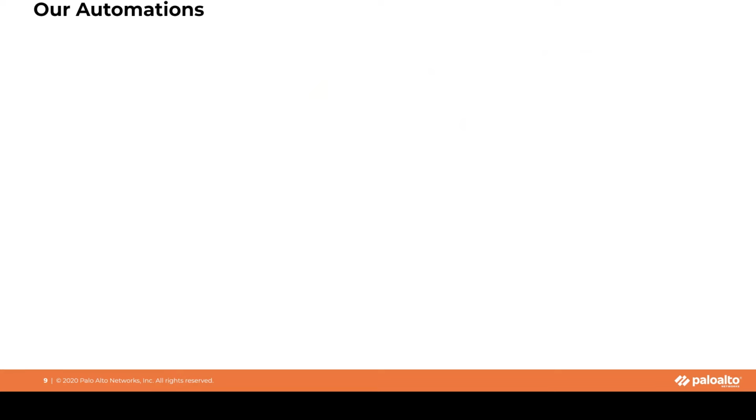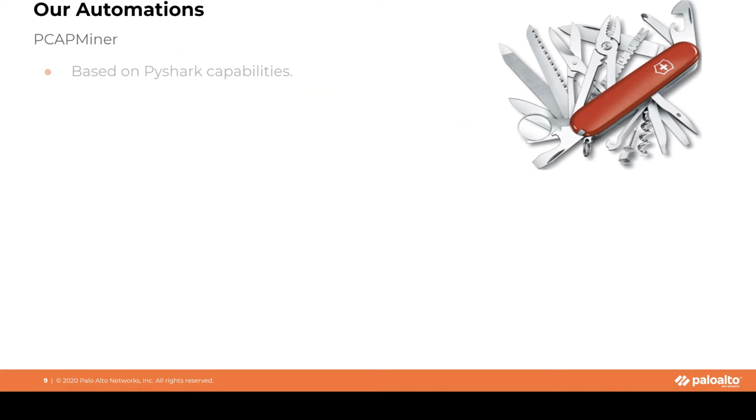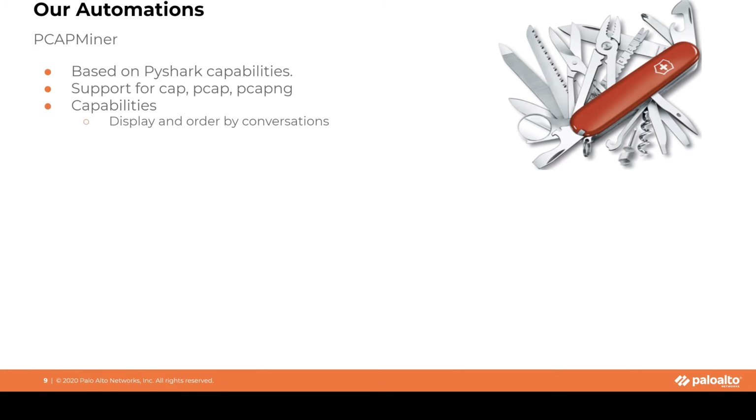So as it happens, we released two very relevant automations that cover many of the types of tasks that we've just covered here. I like to think of them as a Swiss Army knife for working with PCAPs. The first one is the PCAP Miner, which is essentially a script that leverages the capabilities of PyShark, which is the Python module for Wireshark. It supports CAP, PCAP, and PCAP-ng files, and some of its capabilities include displaying and ordering the PCAP according to conversations, using Wireshark filters to extract or create an entirely new PCAP, to create smaller PCAPs to work with.